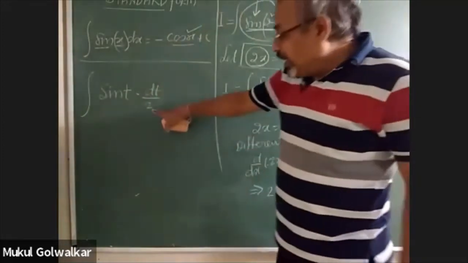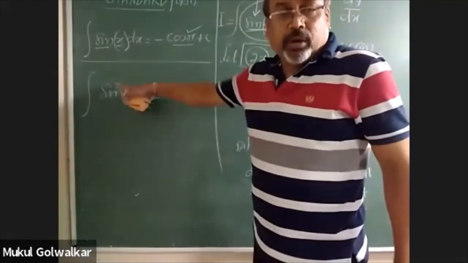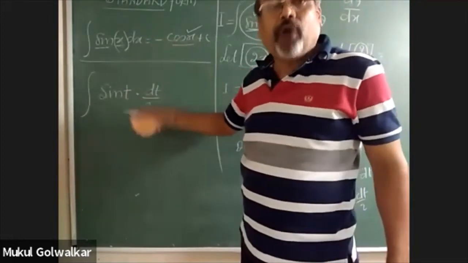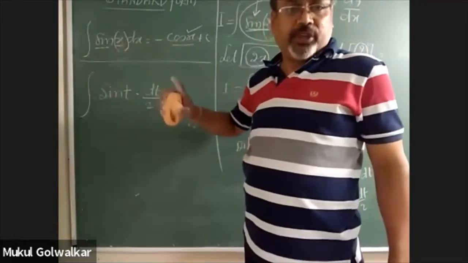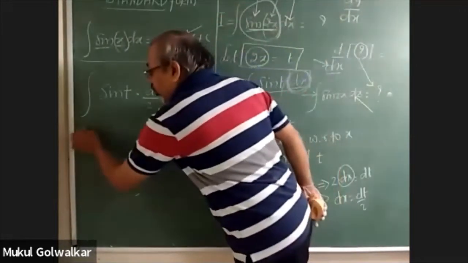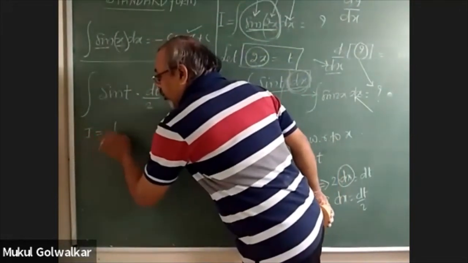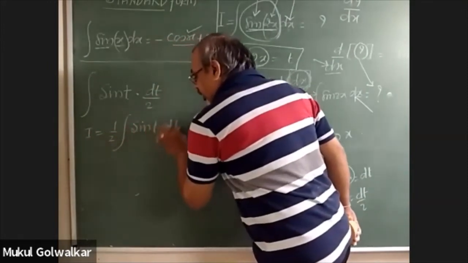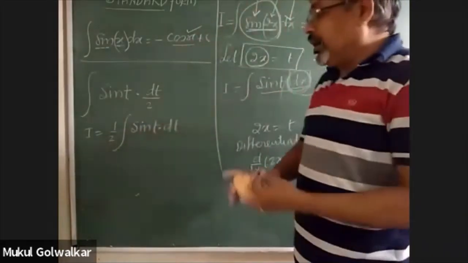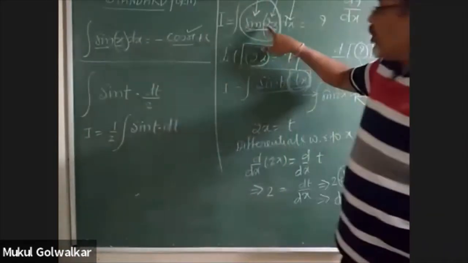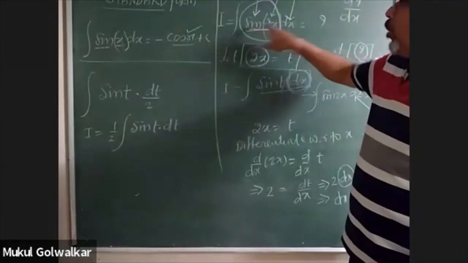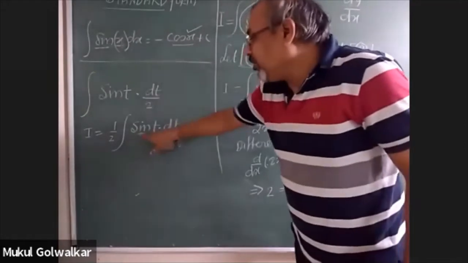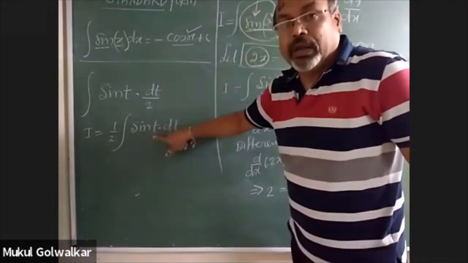And you know, any constant multiplying or dividing the function should always be taken out of integration or out of differentiation. So this 1/2 should be taken out of the integration, and we are left with the integration of sin t dt. Now when we compare with the original function sin 2x, it was a function of a function, and now it has been converted into a function of a single variable.